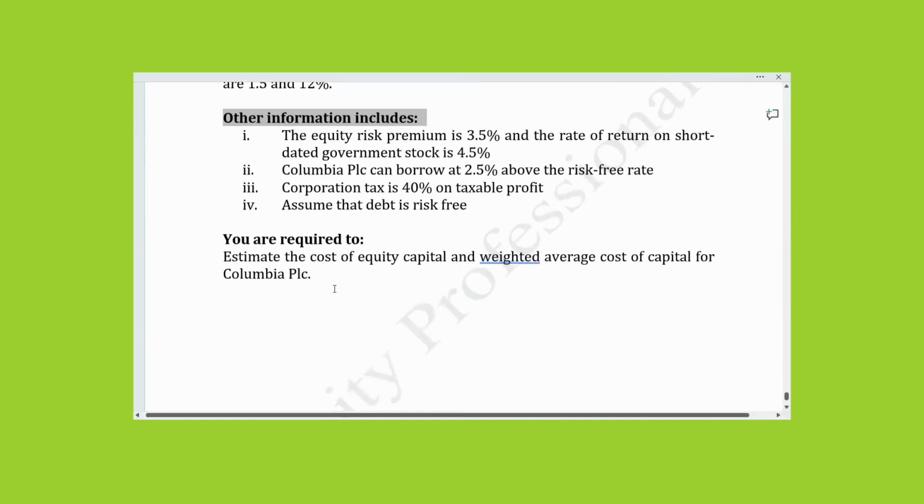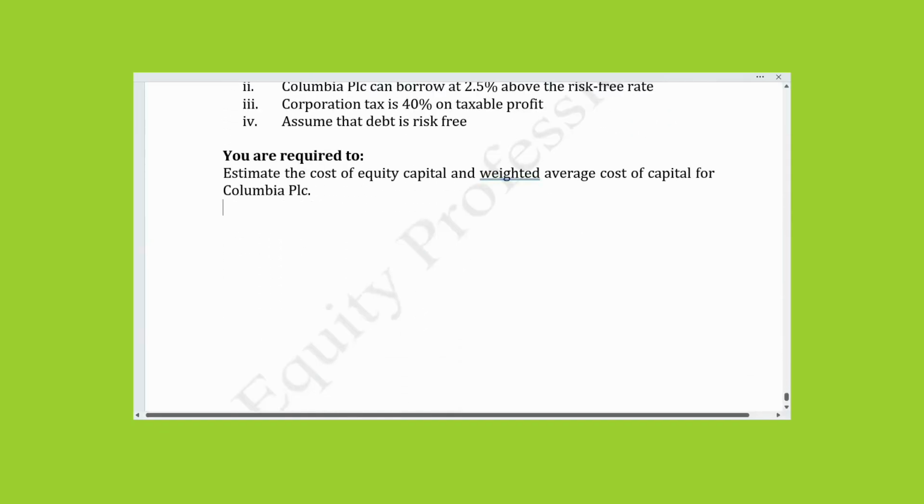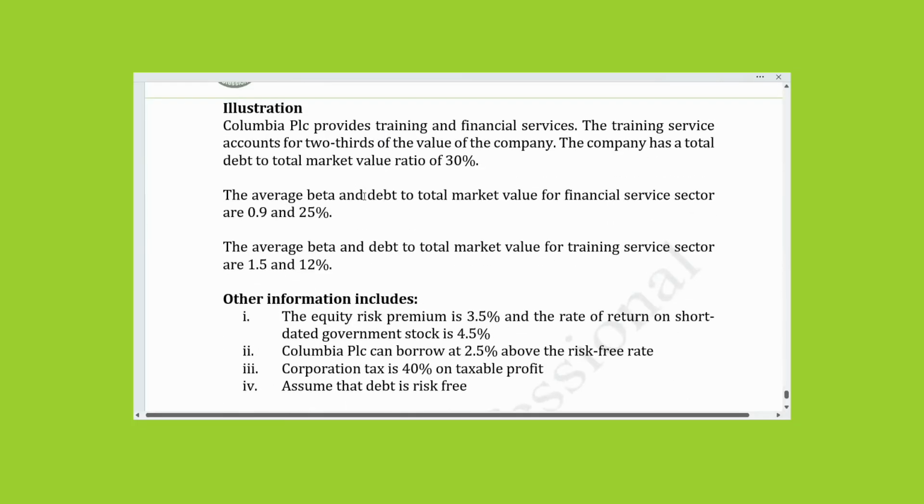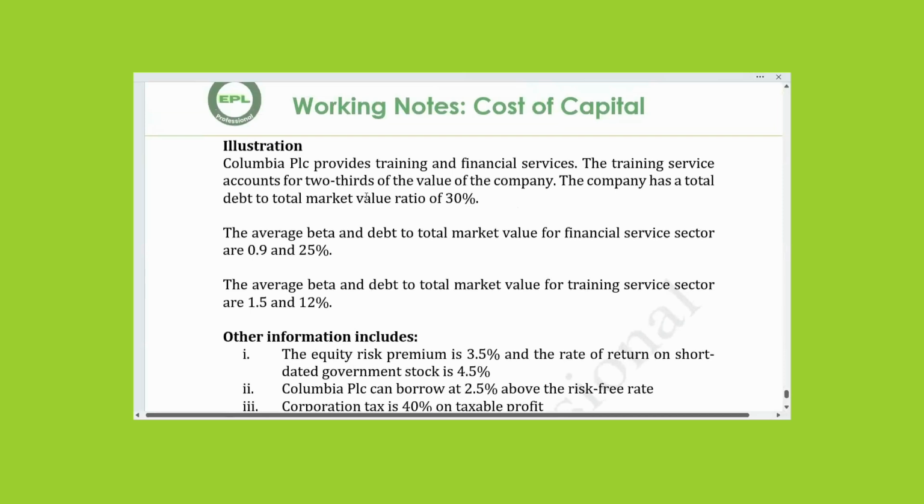Thank you. That is the question. The examiner is asking you to calculate cost of equity and then WACC of Columbia PLC. The most important thing you need to do is to go back and identify from the question what kind of WACC you want to calculate. Is it traditional WACC? Is it project-specific WACC? Is it WACOCA? So the information given in the question will tell you the direction that you should follow.